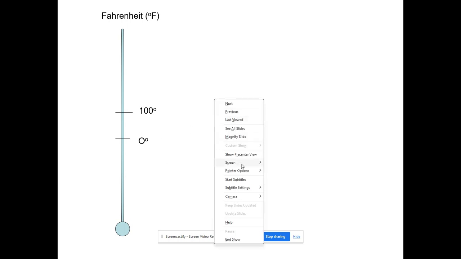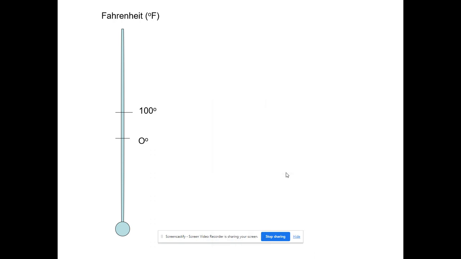Let me go ahead and get a pointer out here. He set the zero based on that. He set the 100 based on that. Then he divided this segment here into 100 equal segments, and each one of them was a degree Fahrenheit. Then he kept the same size segments, went up, went down, and that's how we got the Fahrenheit temperature scale.